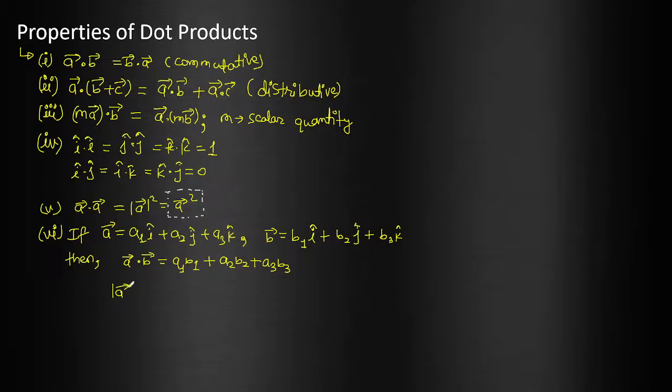Mod A vector is root under a1 square plus a2 square plus a3 square, and mod B vector is root under b1 square plus b2 square plus b3 square.